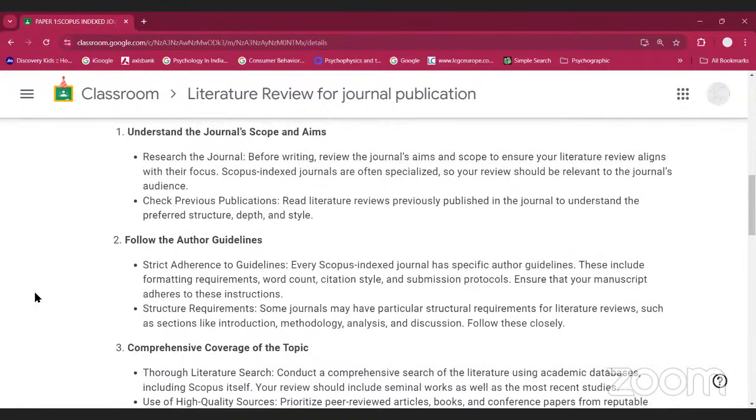When you want to publish any research paper, it is your function to study the author guidelines of the specific journal. Okay.